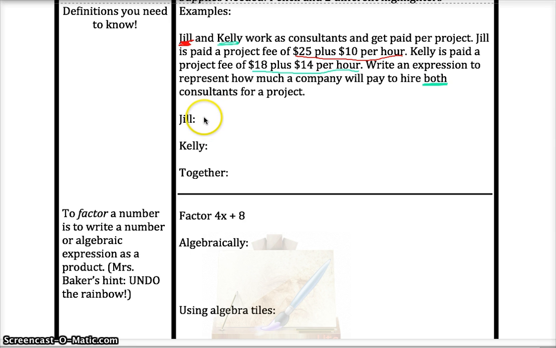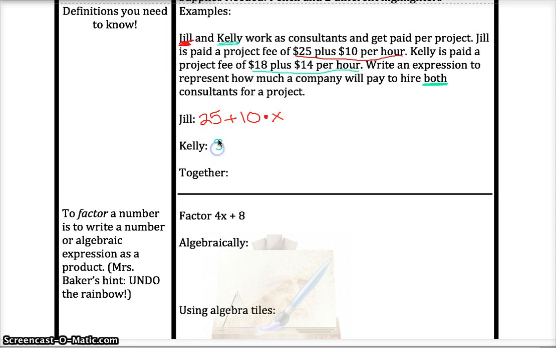So we're going to say that Jill gets $25 no matter what, plus $10 per hour. Per means multiplied by, so per hour. And you can either write it like this or use some sort of other variable that you want. So I did 25 plus 10x is how much Jill is going to be paid. Take a moment and see if you can figure out how much Kelly would be paid based off of the information that we put in blue here.